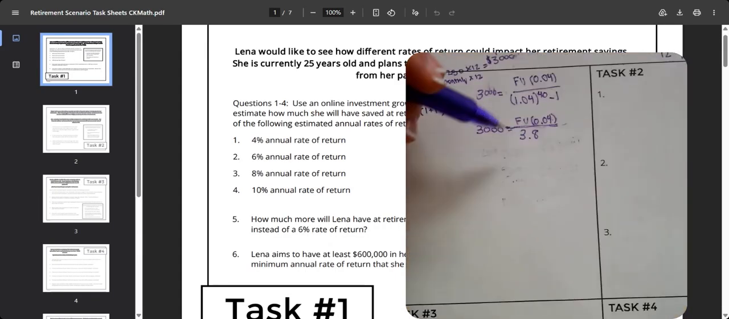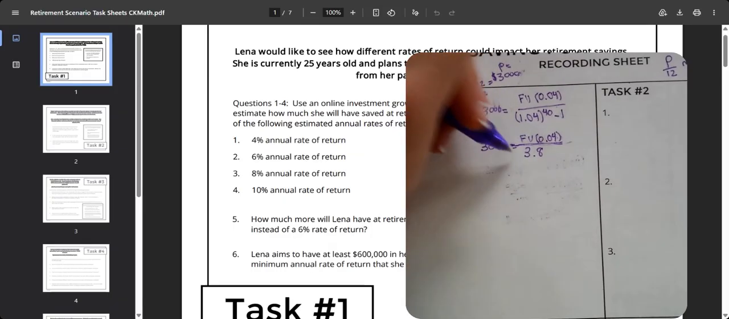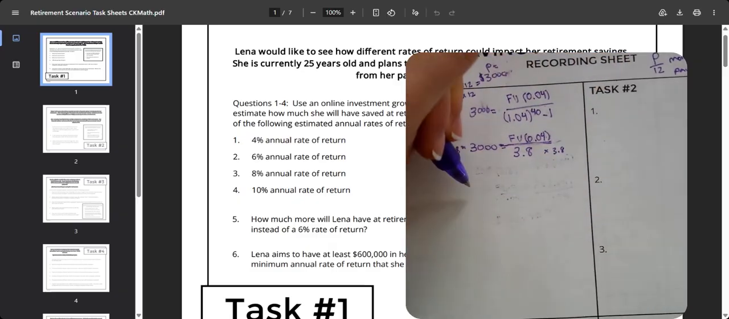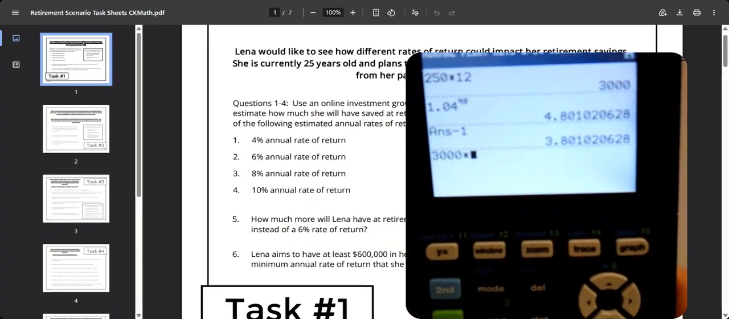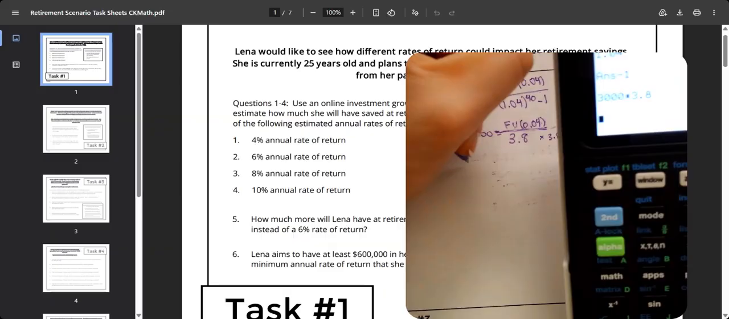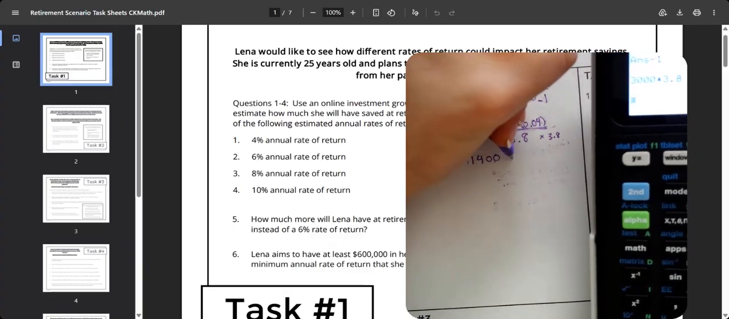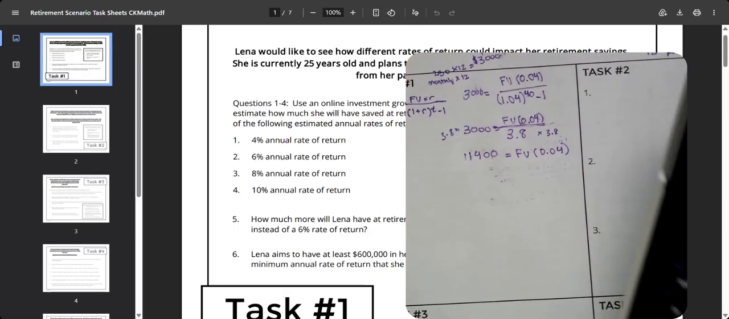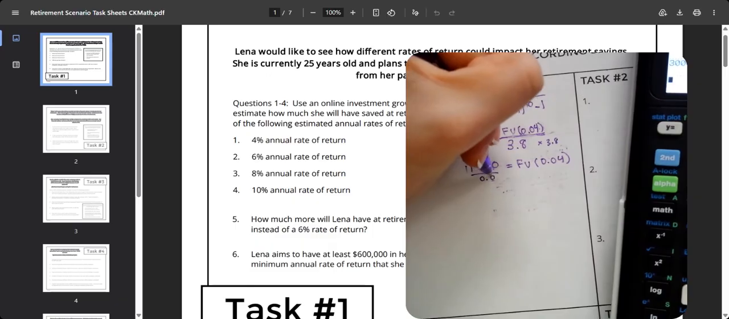Okay, so to get FV by itself, we're going to work from the outside in. The furthest thing away is, of course, this down here. So we're going to multiply both sides by 3.8 to get rid of it. Then we've got 3,000 times 3.8. I don't know what that is. That's going to be 11,400, which is equal to FV times 0.04. Now, how are we going to get that by itself? Exactly. We're going to divide both sides by 0.04. I knew you had it.